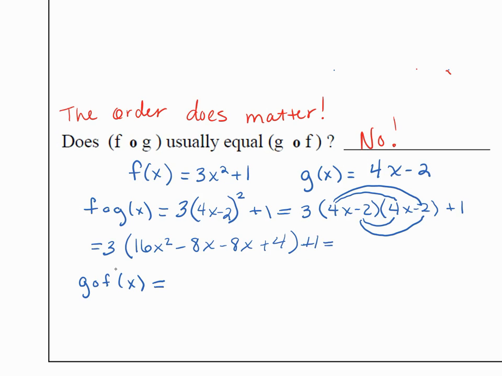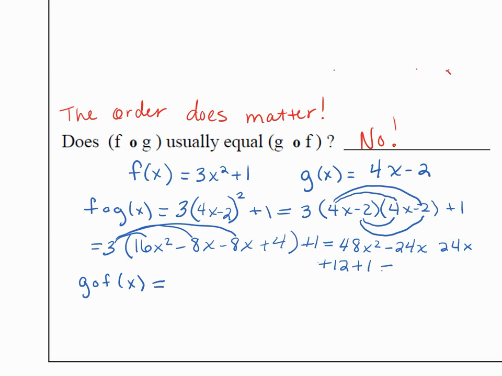Okay, now we need to distribute this 3. So 3 times 16 is 48, so we're going to have 48x squared. Then we want to do 3 times negative 8x, so that's minus 24x. 3 times the negative 8x, so minus 24x. And the 3 times the plus 4 gives us plus 12. And then we have just this plus 1 by itself.